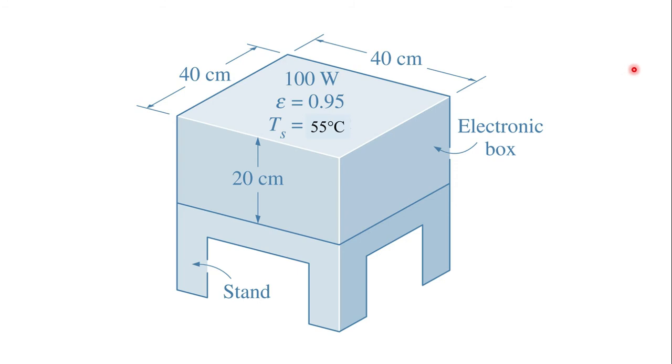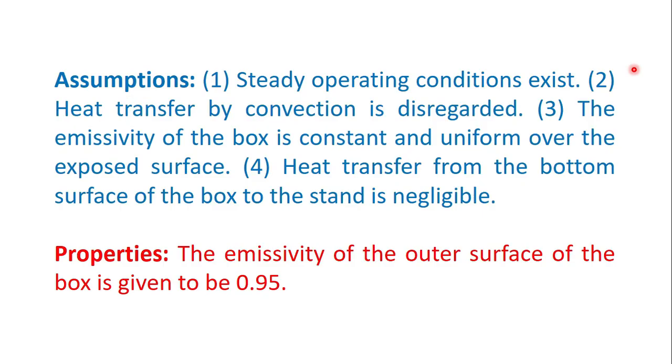Let us try to understand this problem by taking some assumptions. First, steady operating conditions exist and heat transfer by convection is negligible. So we are not considering convection heat transfer, only radiation heat transfer. Second, the emissivity of the box is constant and uniform over the exposed surfaces. Number 4 is that the heat transfer from the bottom surface of the box to the stand is negligible. What does it mean? We have only 5 surfaces.